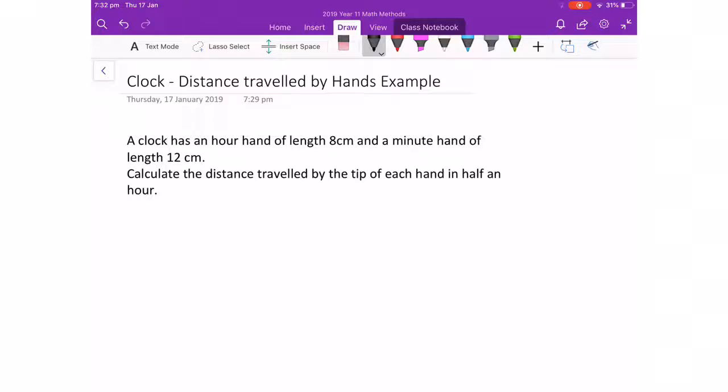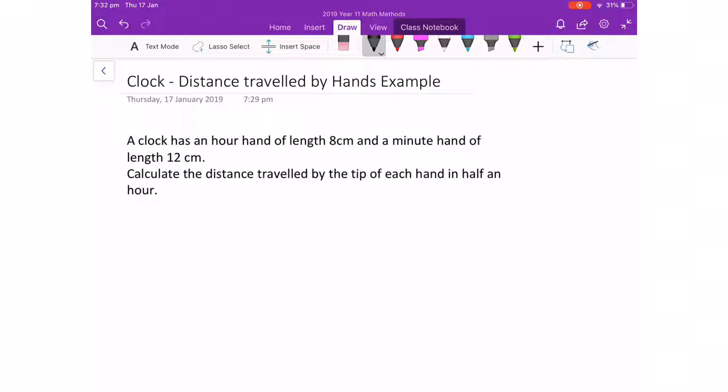Our clock has an hour hand of length 8 centimeters and a minute hand of length 12 centimeters. Calculate the distance traveled by the tip of each hand in half an hour. So there are two different hands, so it's basically asking two different questions: how far has the tip of the minute hand moved, and how far has the hour hand moved in half an hour.